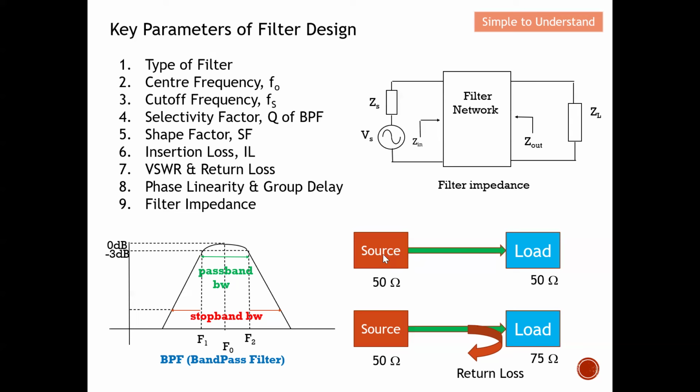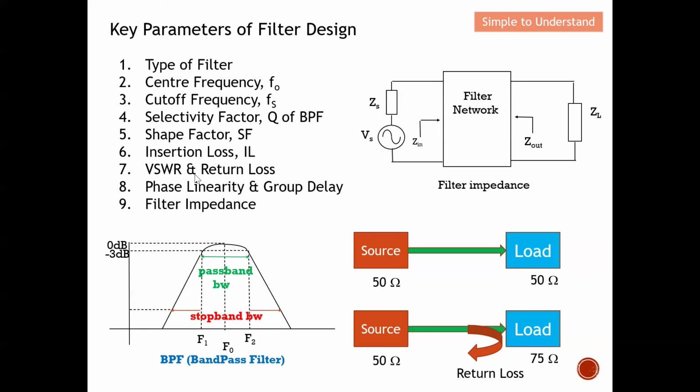For example, for this case here, we want it to be a pass band. For this case here, probably we want it to be a so-called band reject, and therefore some of the signal is actually reflected back. So this gives you some idea of what VSWR and return loss are.